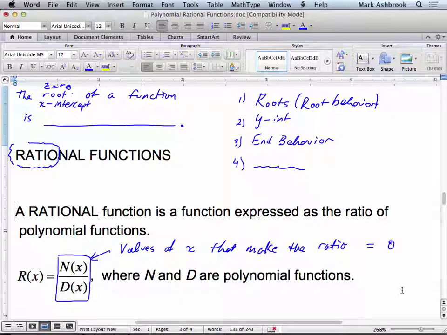Should we make the denominator 0? No, that'll make this undefined. You can't take something and divide it up into 0 pieces, right? It's impossible. So if we want the roots of a rational function, where are we going to focus? Numerator, and we're just going to find the roots of the numerator. If we get the roots of the numerator, those will be the zeros of the numerator, and it'll make the whole fraction 0.